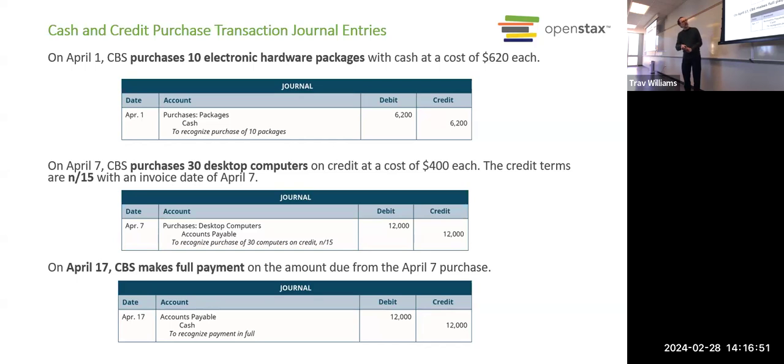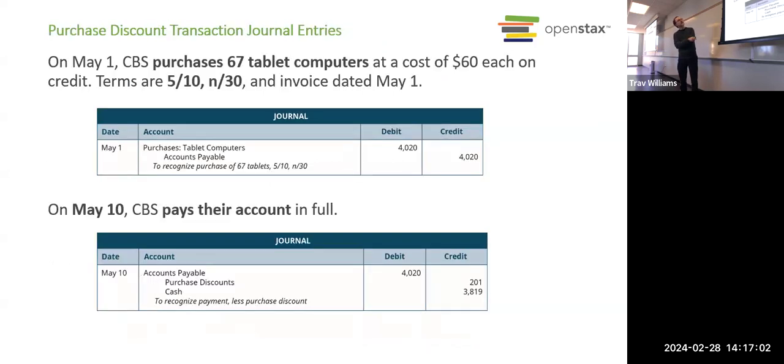Okay, then they buy some more inventory. Again, debit to purchases. They haven't paid, so they have an accounts payable. And then they pay off the accounts payable later, okay? Then they make another purchase. They buy some tablets. Again, debit to purchases. They haven't paid for it. When they pay for it, they paid within the discount window. Now notice, in this case, it's a credit to purchase discounts.